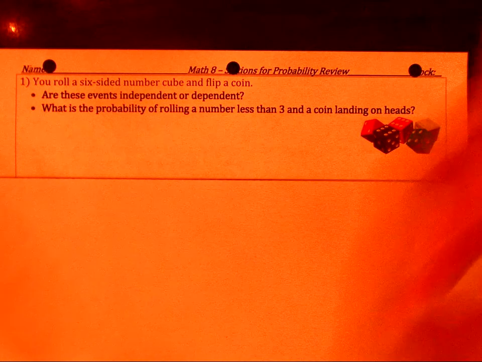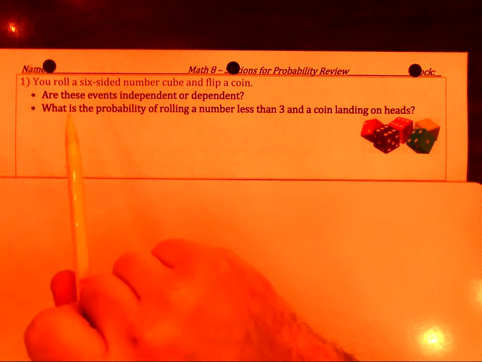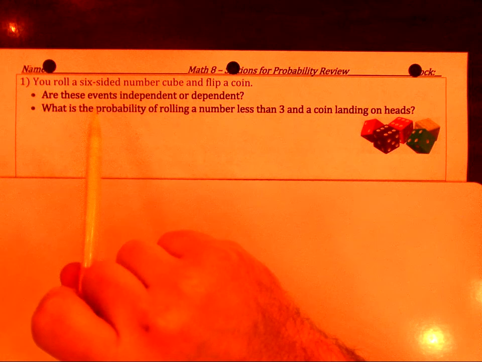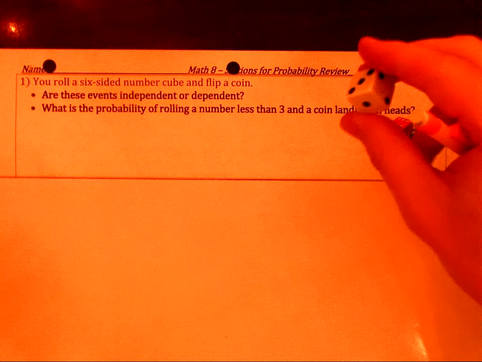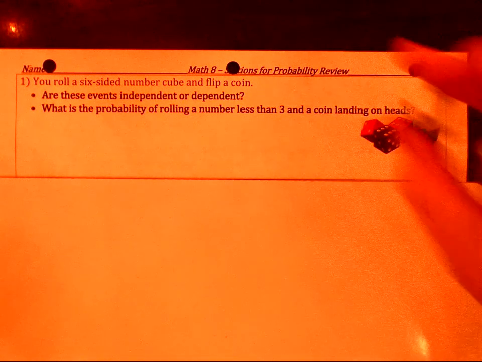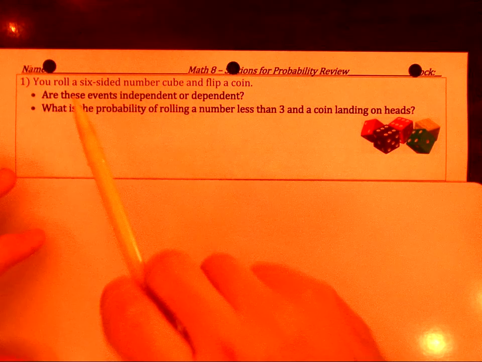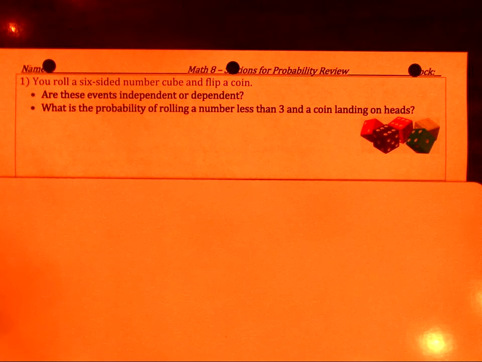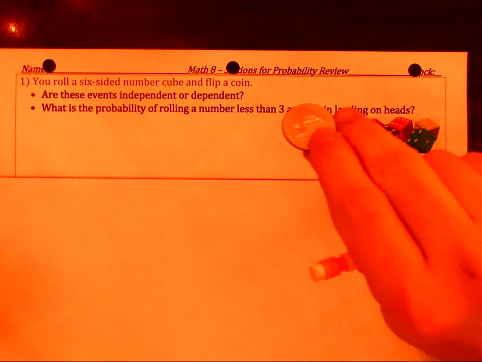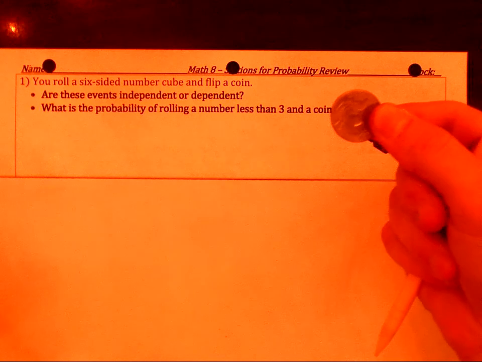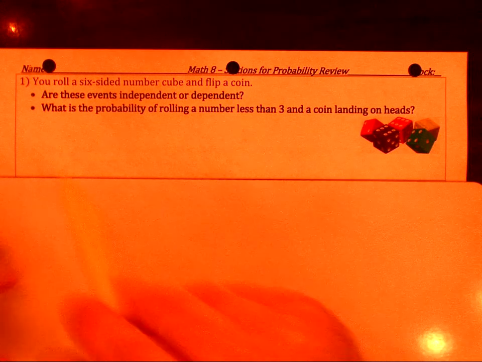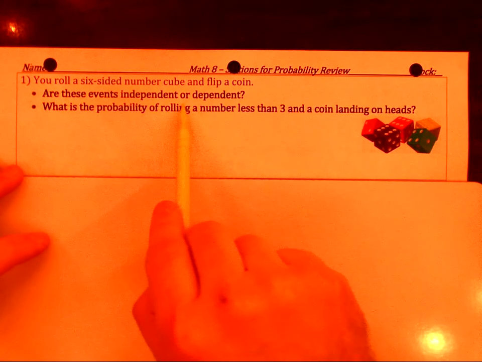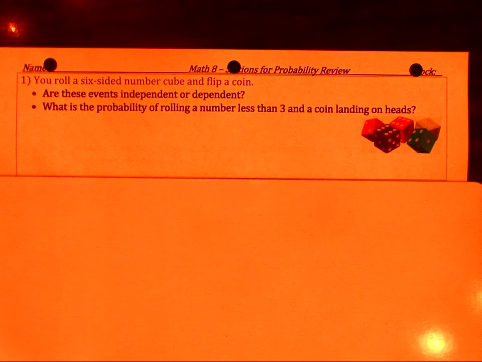Alright, so I'll do this first one, and I'll, again, go through it very quickly here. It says, you roll a six-sided number cube. Again, that's just a die like that. Again, it's pictured there as well. You roll a six-sided number cube, and you flip a coin. Again, you have one side is heads, one side is tails. Are these events independent or dependent? Again, we'll take one at a time here.